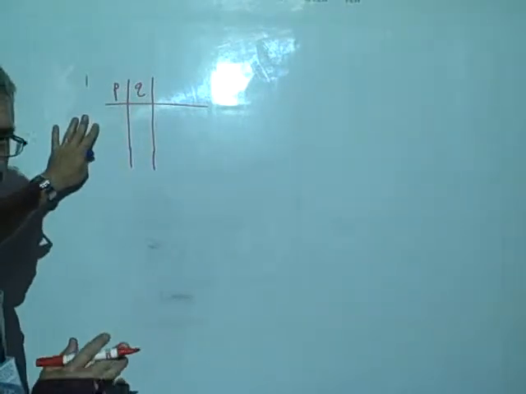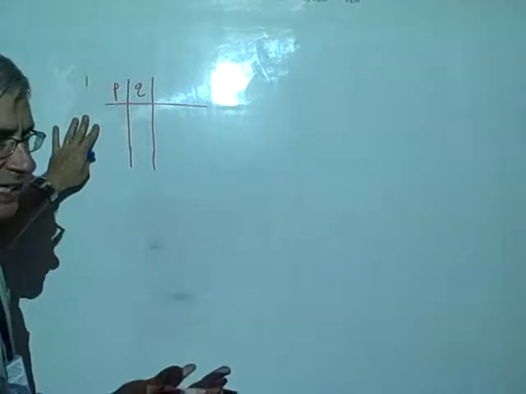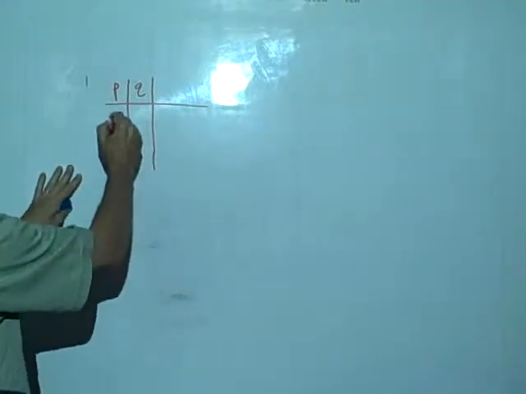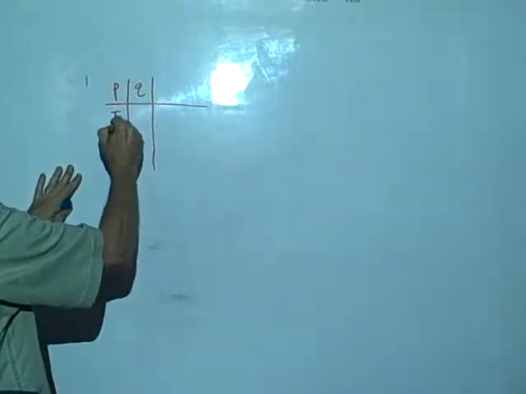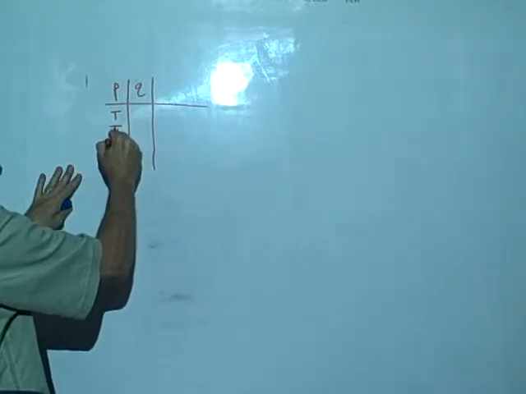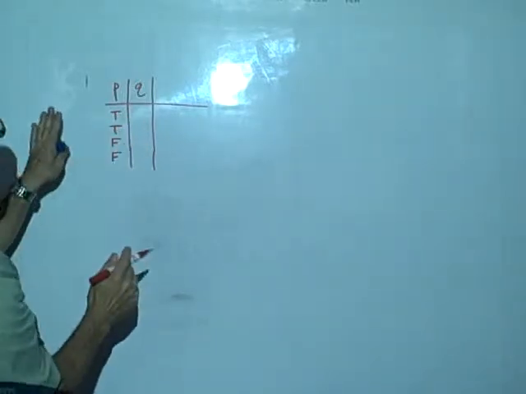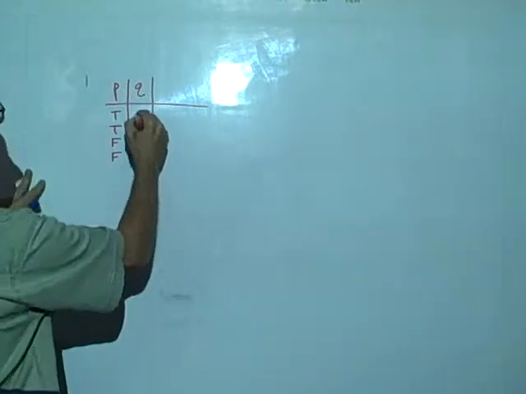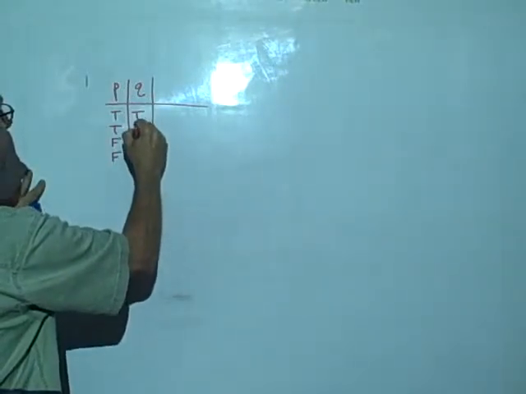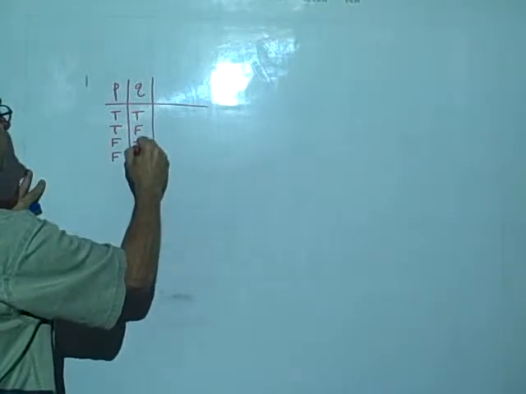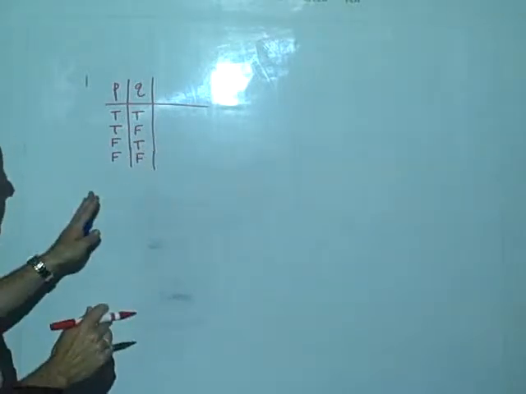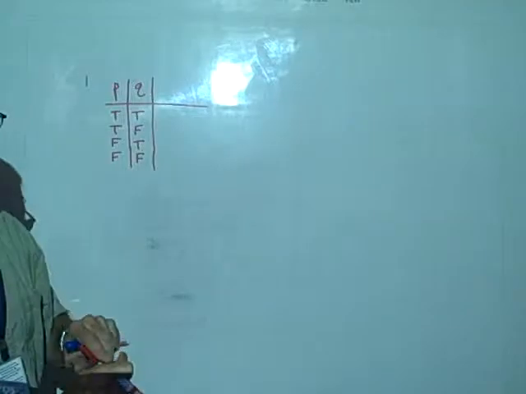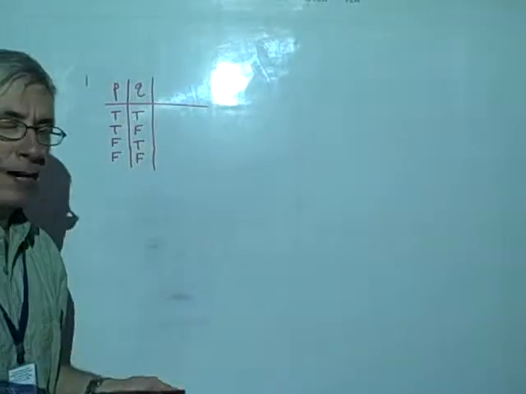Now, P has only two possible values. It could be T, true, or F. But I'm going to put two Ts and then two Fs for false, so that I can consider each of those with the two different values Q could have. Q could be true or false. Q could be true or false. Now, each line represents one of the four possibilities when you combine the two of them.